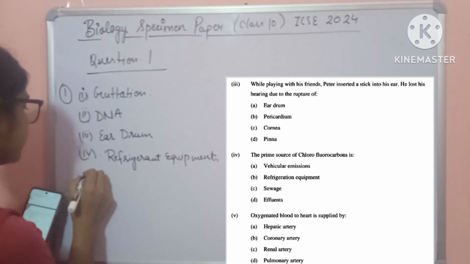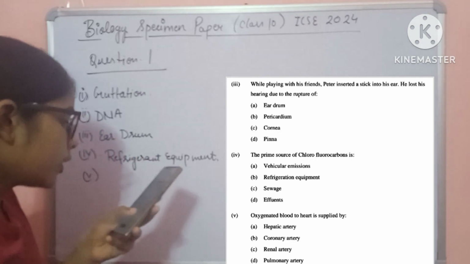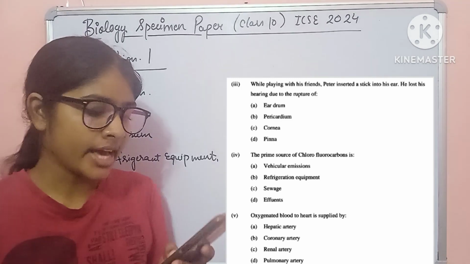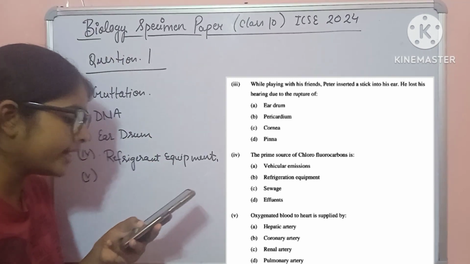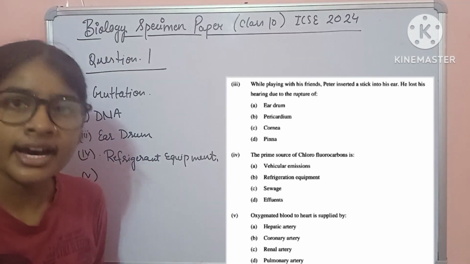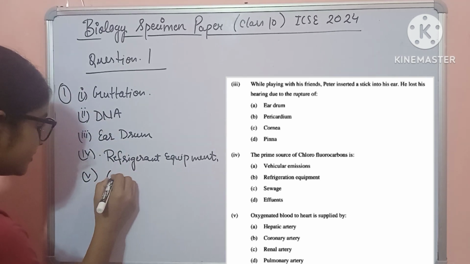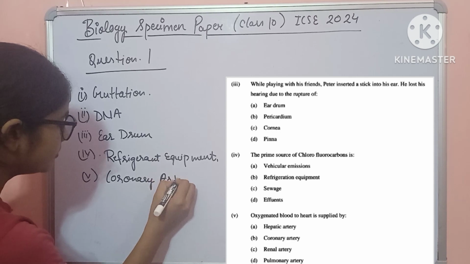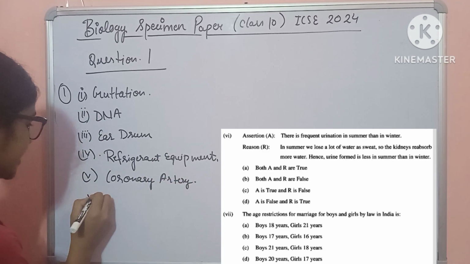Fifth question, oxygenated blood to the heart is supplied by which artery? Hepatic artery, coronary artery, renal artery or pulmonary artery? The answer is coronary artery. Sixth part.